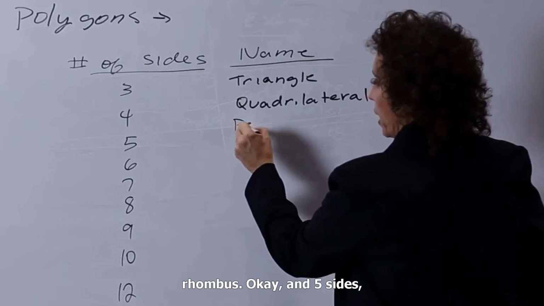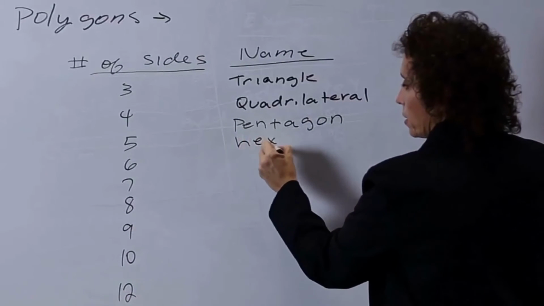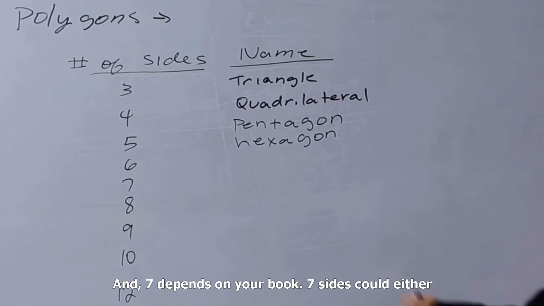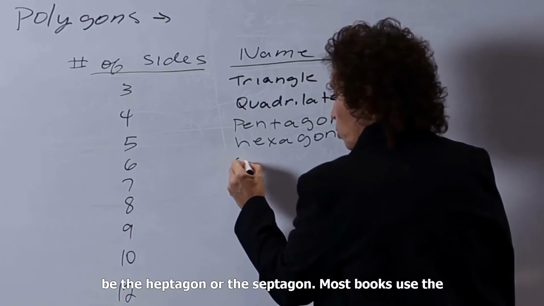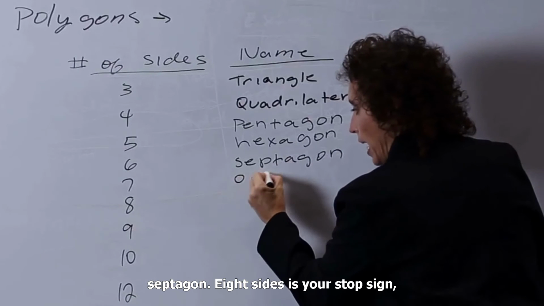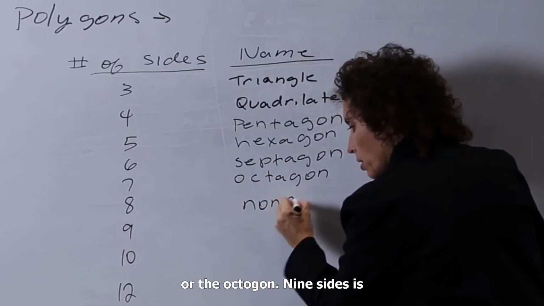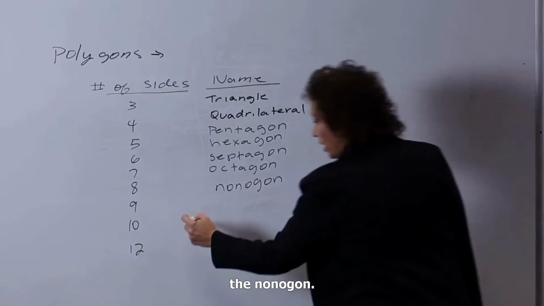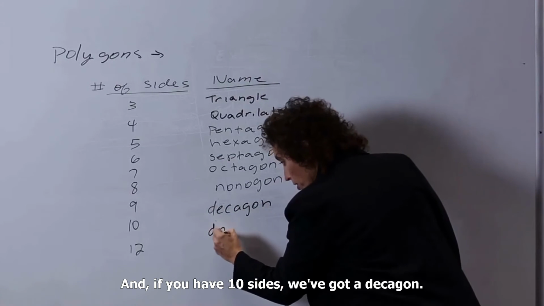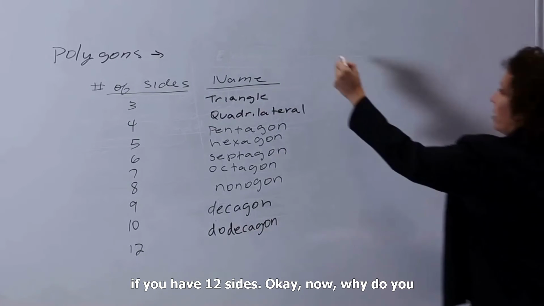Okay, and 5 sides, the pentagon. 6 sides is the hexagon. And 7 depends on your book. 7 sides could either be the heptagon or the septagon. Most books use the septagon. 8 sides is your stop sign, or the octagon. 9 sides is the nonagon. And if you have 10 sides, we got a decagon. And my favorite to say, dodecagon, if you have 12 sides.